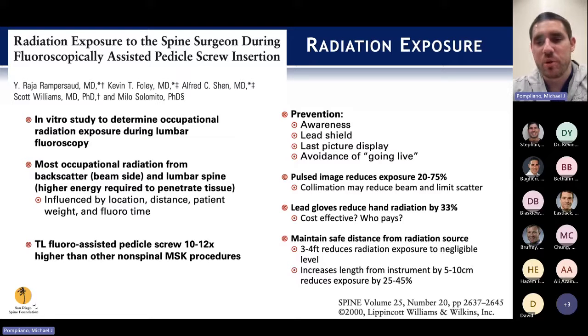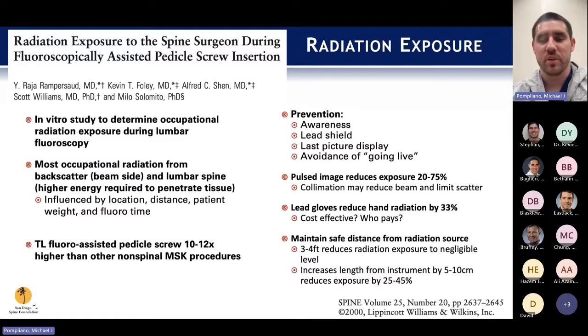Pulse images can reduce exposure 20 to 75%, as well as collimation can reduce scatter. Lead gloves can reduce radiation exposure by 33%, but they can be more expensive than normal gloves. So who pays for that? Is it cost effective, or still things that need to be studied?